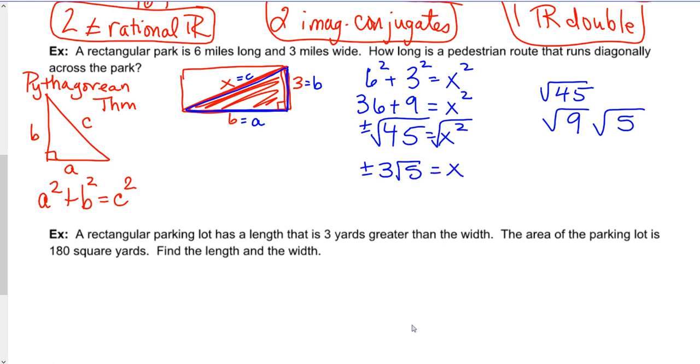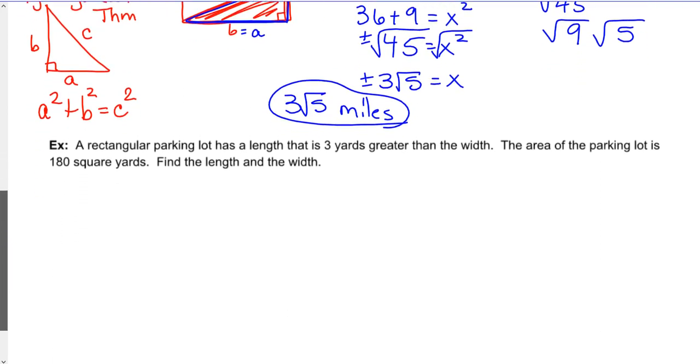Now we're talking about a length, and so we have to be mindful. Technically, plus or minus 3 root 5 is our answer, but the answer to this question, when we apply that, just has to be the positive root. We are in miles, so I just choose the positive and not the negative because distance can never be negative. But when solving that equation, you do get two answers. Our final answer here is 3 root 5 miles, to be exact.